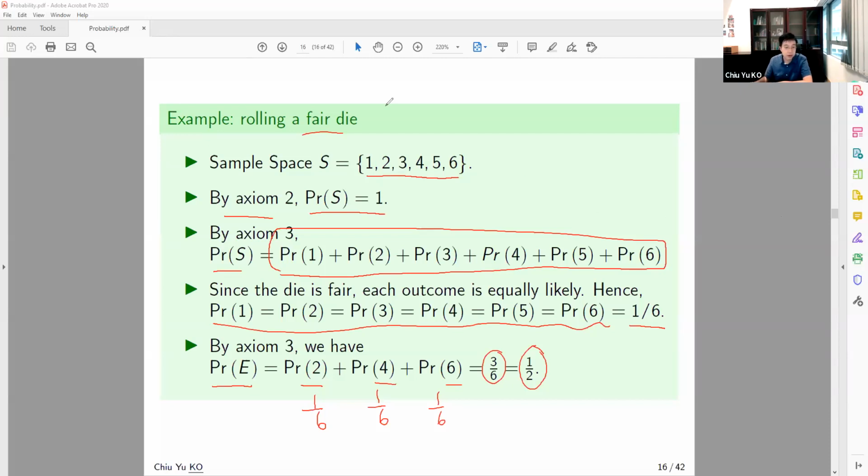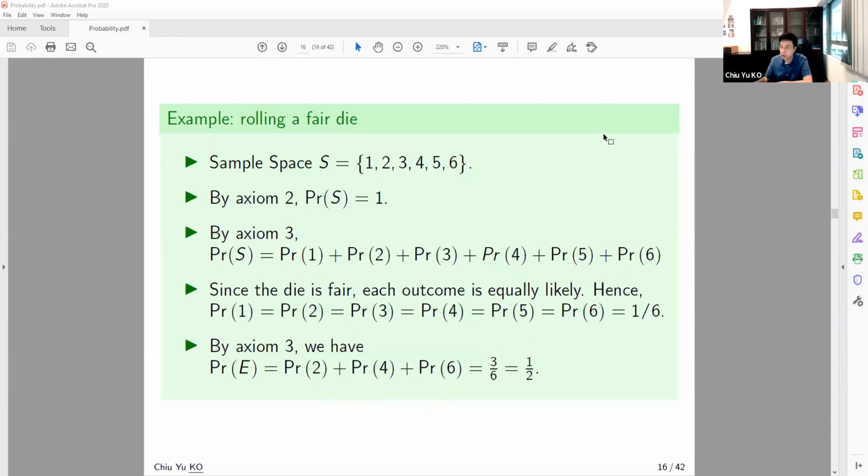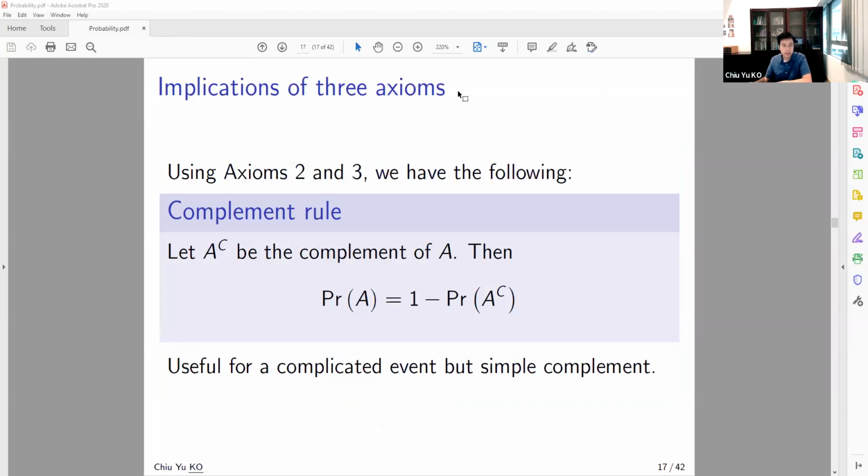Okay, so we will be going to the next slide, if there's no question. So here we have the new rule called the complement rule. We'll be using axiom 2 and 3. So let me derive it here. Axiom 2 said the following, right? The probability of the sample space is 1, right? This is what axiom 2 says.